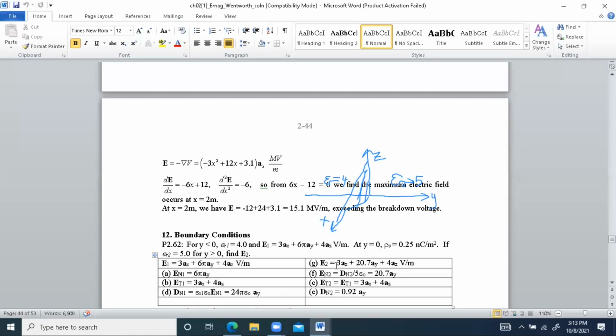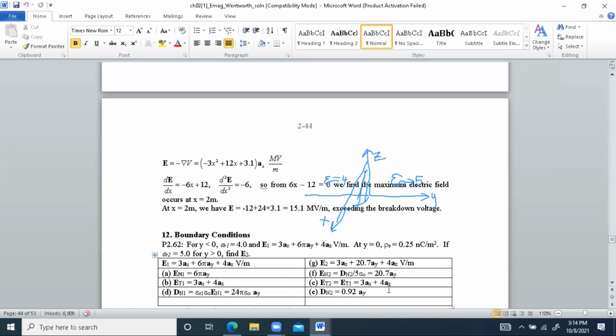And E2 would then be E normal 2 plus E tangential 2. Sir, you find D normal 1, D normal 2 again. Yes, and D normal 1 equals D normal 2, and E tangential 1 equals E tangential 2. So you find D normal 1 here. If you work this out, it'll give you this. So D normal 1 equals D normal 2.